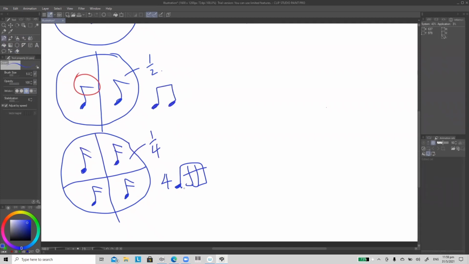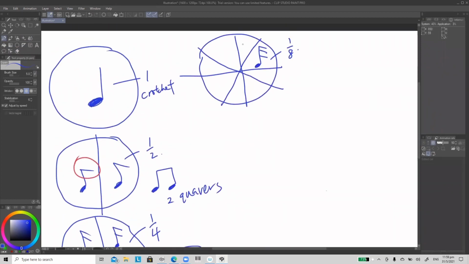One count consists of 2 quavers and 4 semiquavers. Okay, this we call 2 quavers, 4 semiquavers, and 8 demisemiquavers. 1, 2, 3, 4, 5, 6, 7, 8. So 8 demisemiquavers, which has 3 tails.